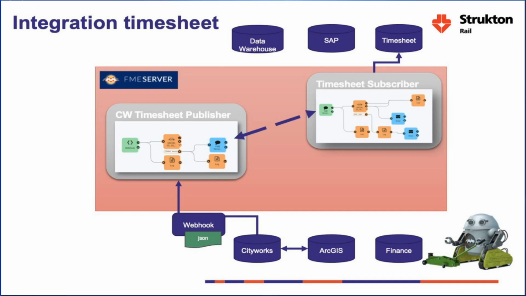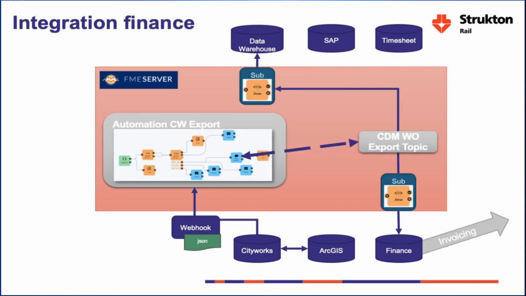And then also, of course, having ties in logically to other enterprise database solutions and the overall data warehouse, along with SAP, of course. So this highlights an integration for timesheets. And then we'll look at an integration to finance as well. So obviously, again, you have that same Cityworks and ArcGIS bidirectional communication. You've got Cityworks pushing webhooks, again in JSON format, the easiest, most widely accepted format within the industry, but we can push it in other ways as well.